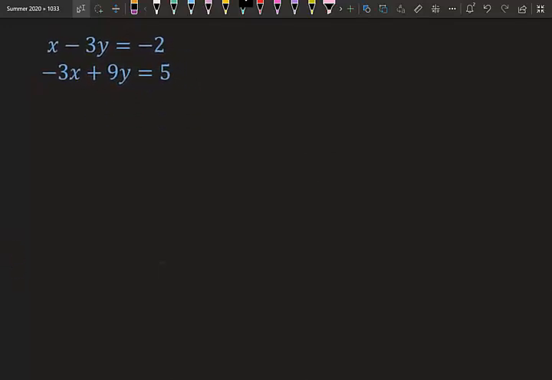Let's look to see if any of our variables have opposite signs. They do. X and y have opposite signs. So pick a variable to get rid of. I'm going to get rid of x. Why? Because I want to. So to get rid of x, they need to have the same number, same variable, but opposite sign. To get that, I need to multiply the top by positive 3.